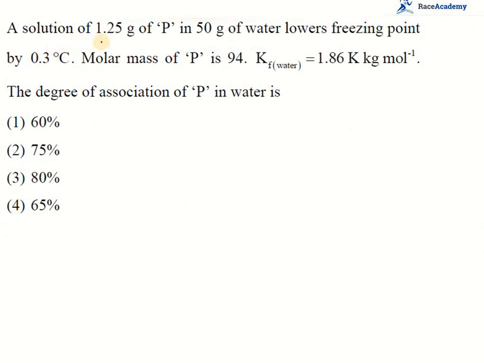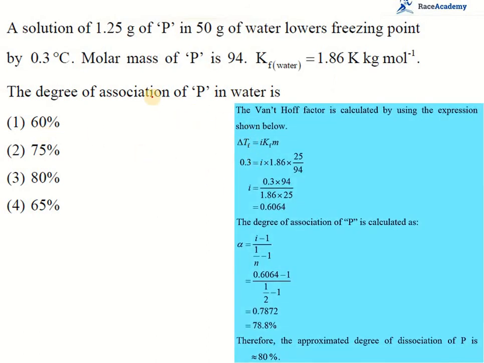A solution of 1.25 grams of P in 50 grams of water lowers the freezing point by 0.3 degrees Celsius, meaning delta Tf. The molar mass of P is given as 94, Kf is also given as 1.86. The degree of ionization or association of P in water is how much? So using delta Tf and the mass given, we have taken the formula.